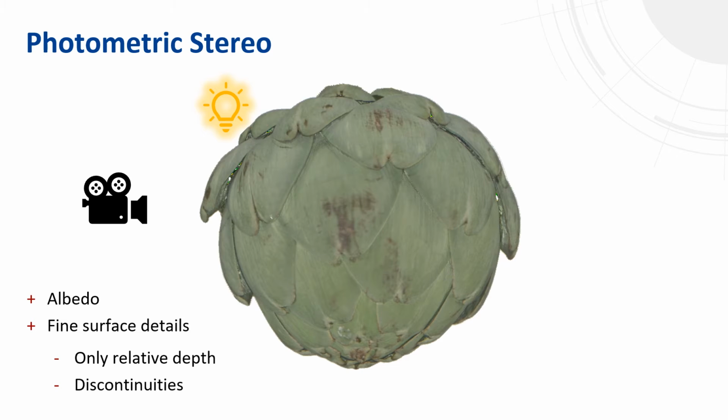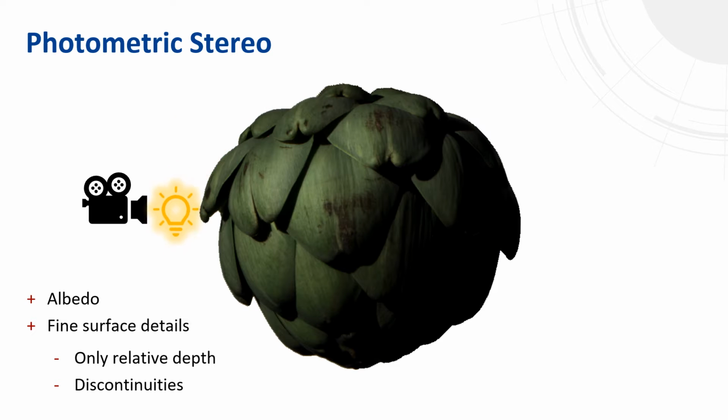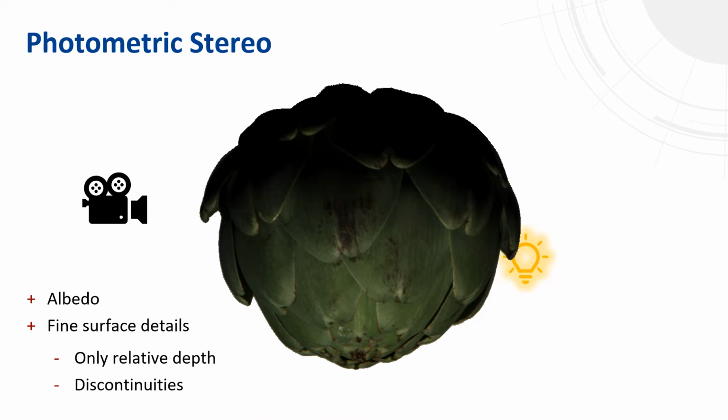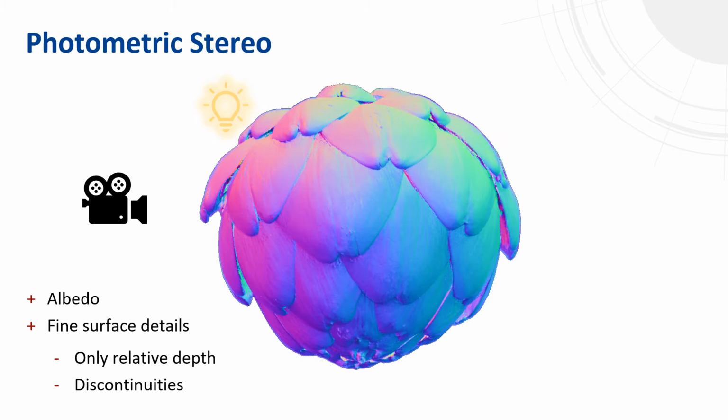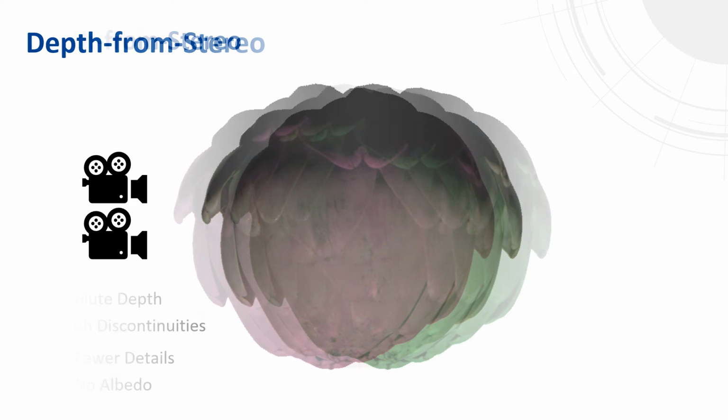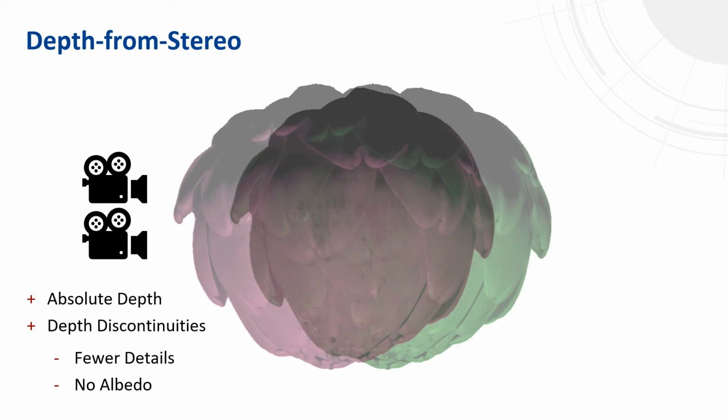Our method combines two approaches. Photometric stereo uses images under different light conditions and is the method of choice for capturing delicate surface details as well as albedo and normals. It only provides relative depth information and it is very sensitive to discontinuities. Depth from stereo uses camera pairs to determine absolute depth values. It is robust towards discontinuities, but exhibits less surface details and does not provide albedo.